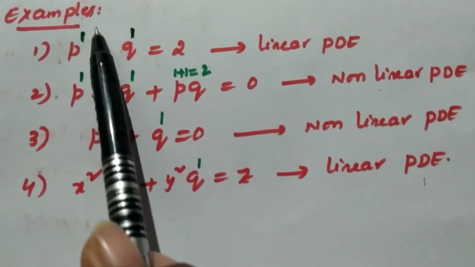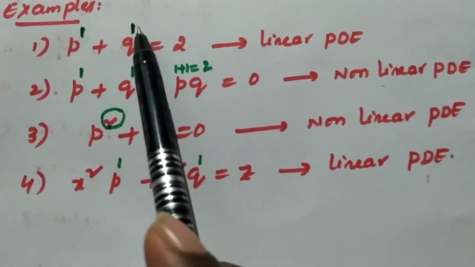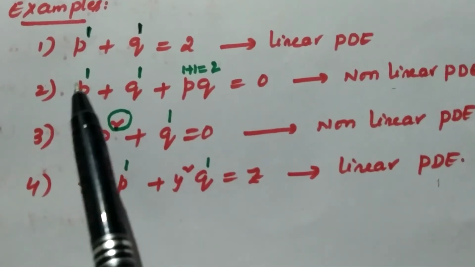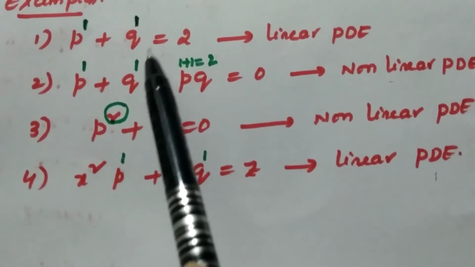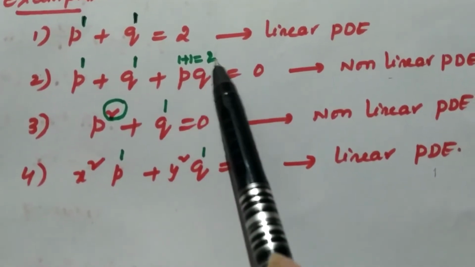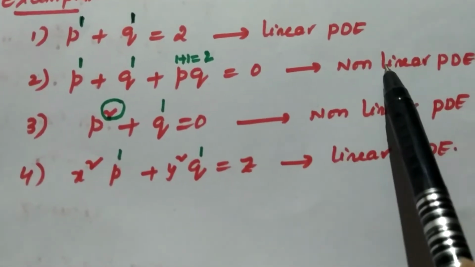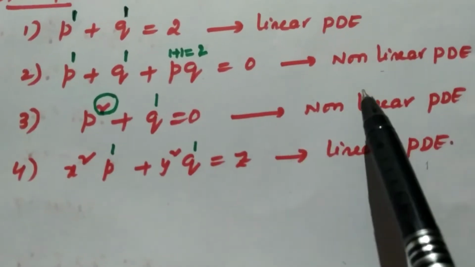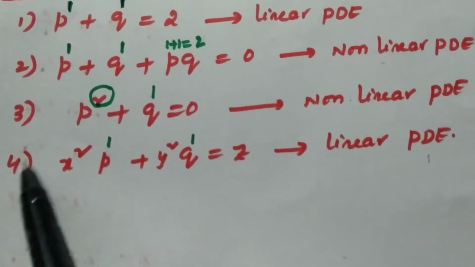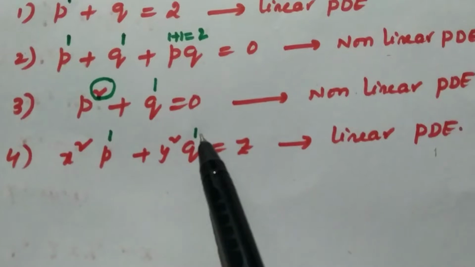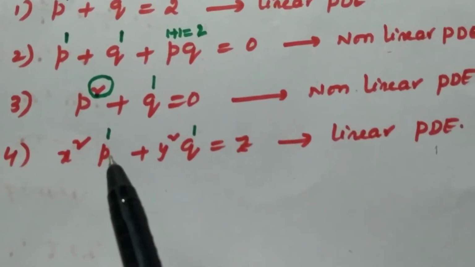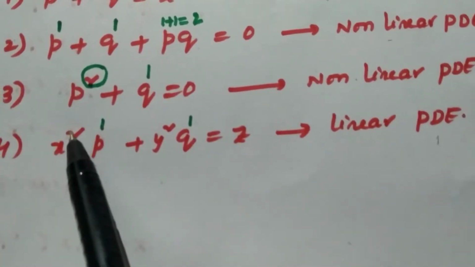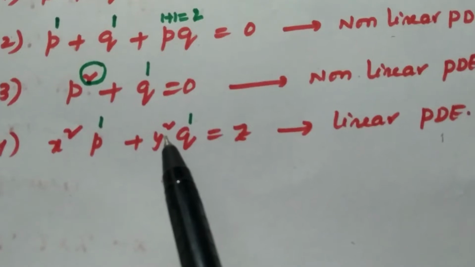Here the power of p is 1 and the power of q is 1, and p, q does not appear in the same term, so it is a linear PDE. In the second example, the power of p is 1, the power of q is 1, and p, q appears in the same term, so it is a non-linear PDE. In the third example, the power of p is 2, which is not equal to 1, so it is a non-linear PDE. In the fourth example, the power of p is 1 and the power of q is 1, and p, q does not appear in the same term, so it is a linear PDE. We need not consider powers of x and y. We only consider powers of p and q.